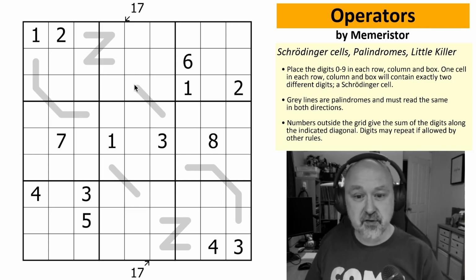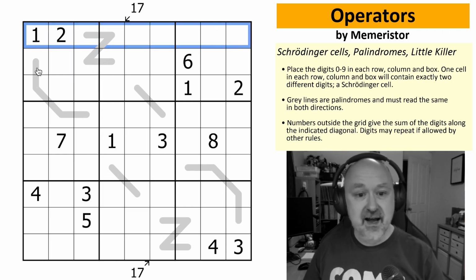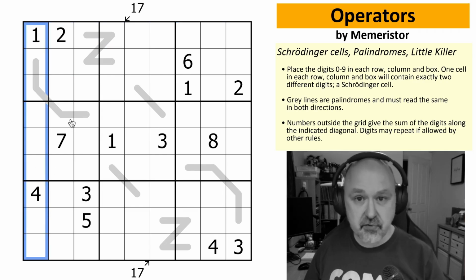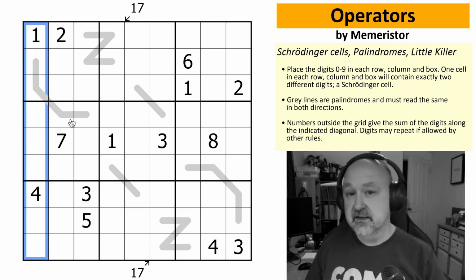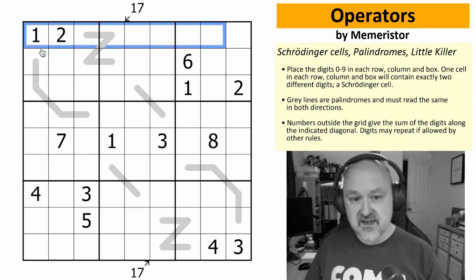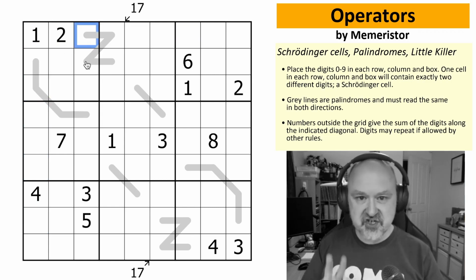So let's look at the rules that Memeristor has given us. Normal Sudoku rules do not apply. In every box and in every row and in every column of this puzzle, we must place the digits 0 to 9. One cell in each row, one cell in each column, and one row in each box will be a Schrödinger cell and will have 2 digits in it.